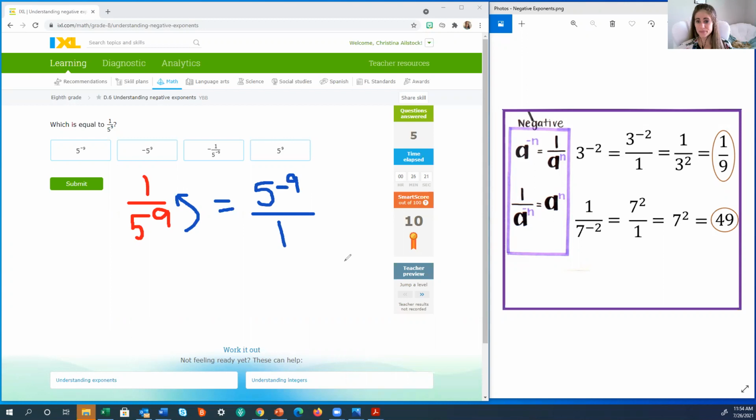All right. This is great. But let's simplify it. If I have something over 1, yes, that's fractional form, but do I need to leave it that way? No, I don't. We can just erase that. We don't need it to be a fraction anymore because there's nothing else other than 1 in the denominator. So 5 to the negative 9 is equal. And that happens to be our very first answer choice.